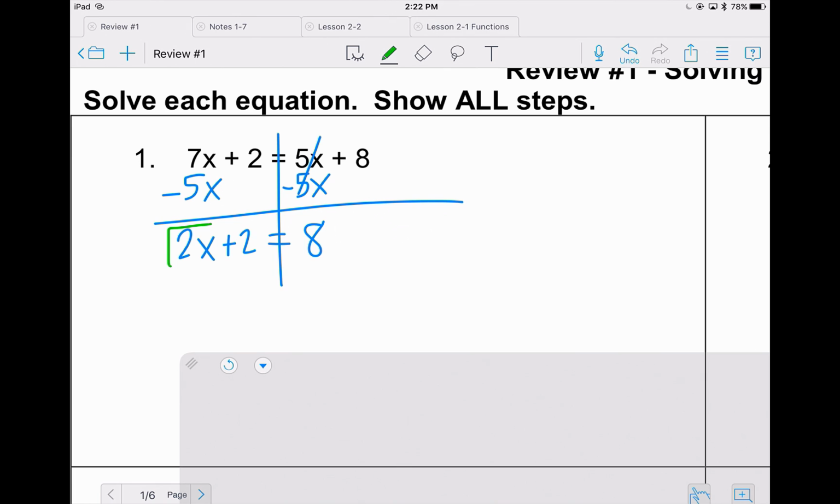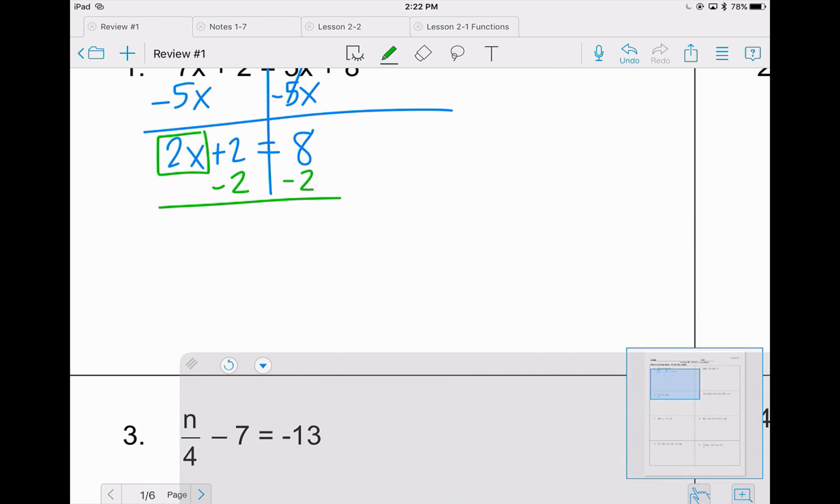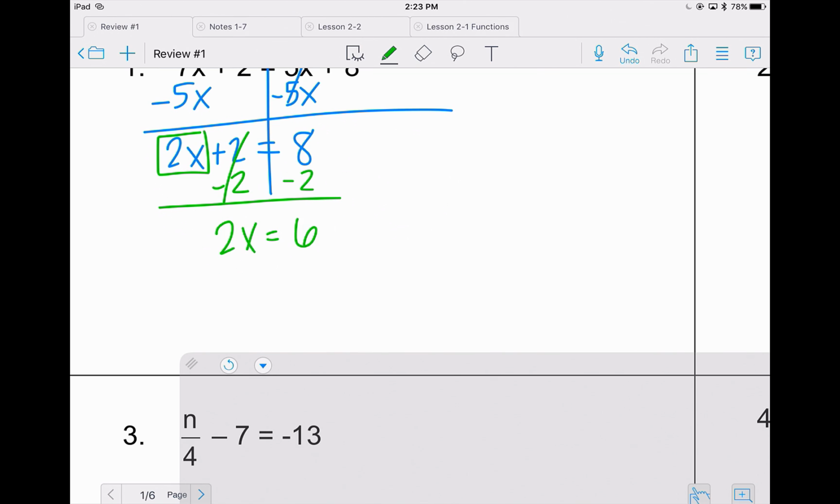My second step is to box the term and move whatever's on the outside. So in this case, I'm moving 2. I move 2 by doing the opposite, so it becomes a negative, and I subtract. So 2x equals 6. From here, to get x by itself, 2 and x are being multiplied. Remember, if there's an invisible operation or if there's no operation listed, it's multiplication. In order to get rid of multiplication, we divide. So x will equal 3.